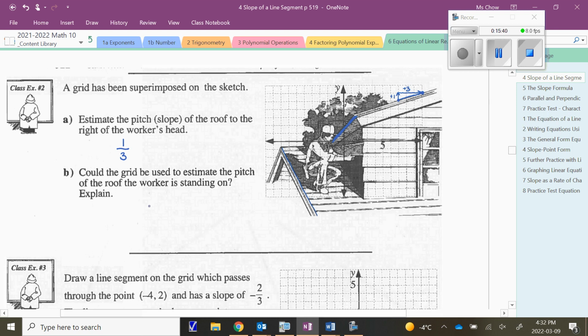Okay, so we could say that it is difficult, given the angle of the perspective. So your viewing angle, if that makes sense.